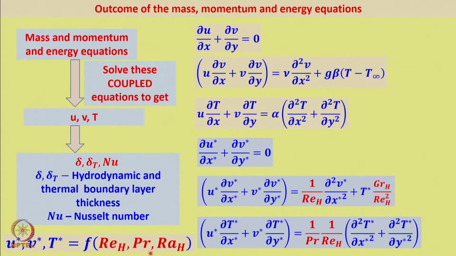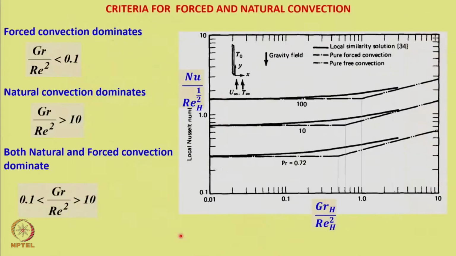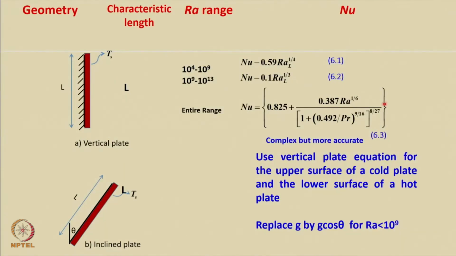Already we have seen the scales of the Nusselt number is of the order of Rayleigh number to the power of 1 by 4 or Rayleigh into Prandtl number to the power of 1 by 4, depending whether the Prandtl number is greater than 1 or less than 1. So then we said that Gr by Re squared less than 1 represents forced convection domination. Grashof number divided by Reynolds number squared greater than 1 represents natural convection domination. Gr by Re squared of the order of 1 represents that both natural and forced are of the same order.